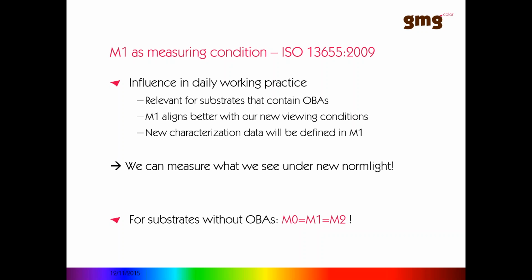And of course, for substrates not containing optical brighteners, in theory, it is M0 equals M1 equals M2. That was the same before. For substrates without optical brighteners, the no filter mode equaled the UV cut mode. And this is as well a method you could use to check if your substrate has optical brighteners. Just compare a measurement between M1 and M2. If there's a difference, you have optical brighteners in your paper.